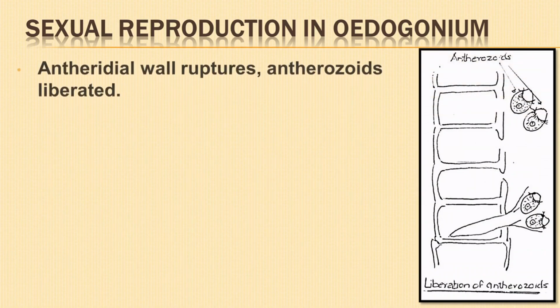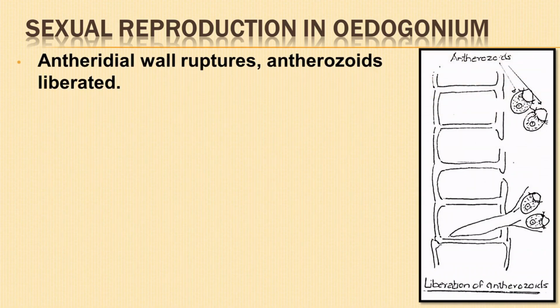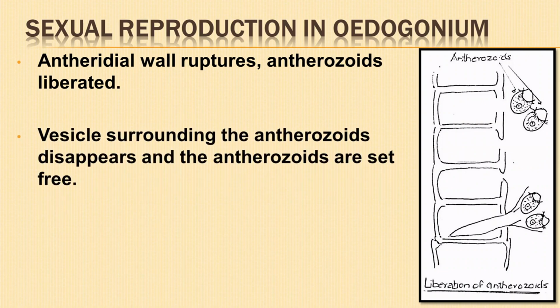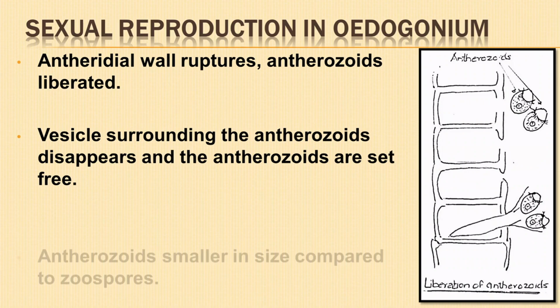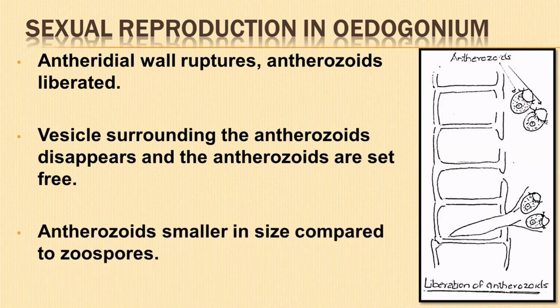The antheridial wall ruptures and the anthrozoids are liberated. They are surrounded by a vesicle which sooner or later disappears and the anthrozoids are set free. They are similar in structure to zoospores except that they are smaller in size.